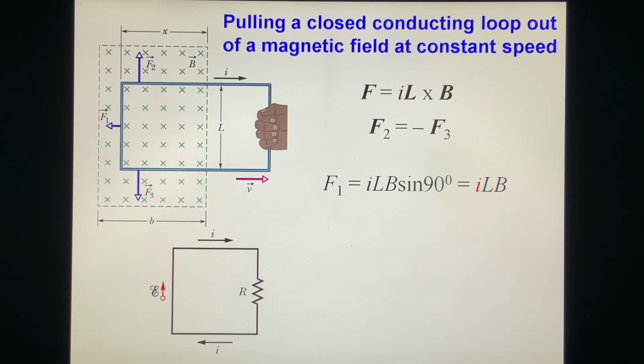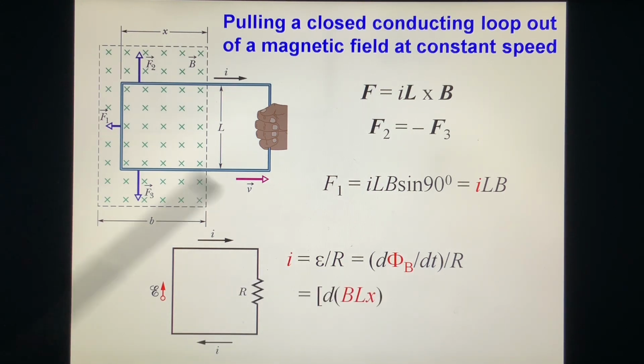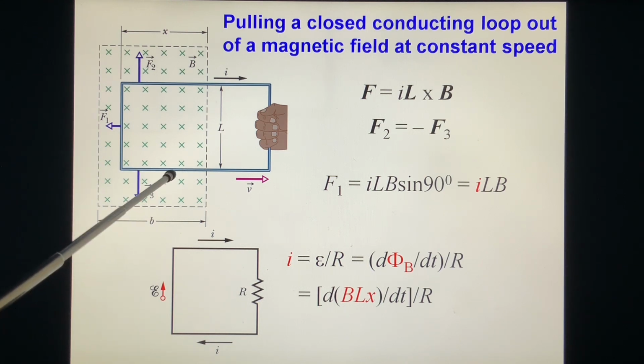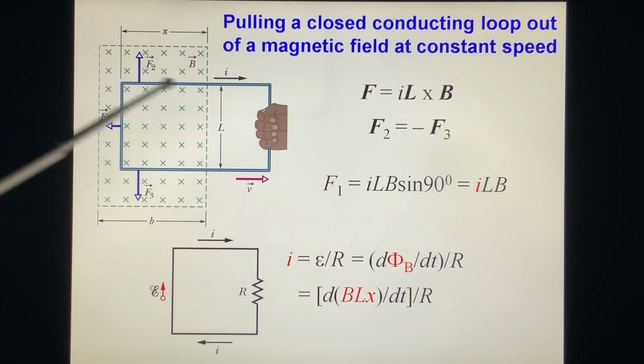You see this loop? This loop has a given resistance R. We have an induced electromotive force, so you can find the current I. This I equals epsilon over R, and in our case epsilon is d phi by dt. And what is d phi? Phi is the flux through the loop, B times the area. We assume x is the section of this loop inside the field, so the area is L x, and the flux is B L x.